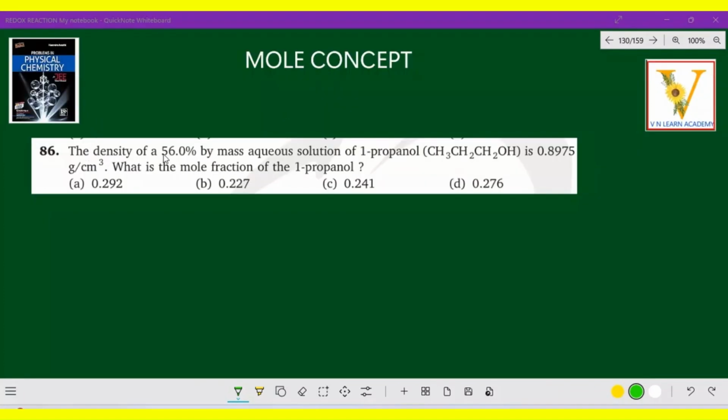The next question: the density of 56% by mass aqueous solution of 1 propanol, CH3CH2CH2OH, is 0.8975 gram per centimeter cube. What is the mole fraction of 1 propanol? See, this is very simple. Come on, let us identify mass. How much have they given? 56% by mass. Mass of 1 propanol is 56%. Now we convert into gram only, 56 gram by mass, right?